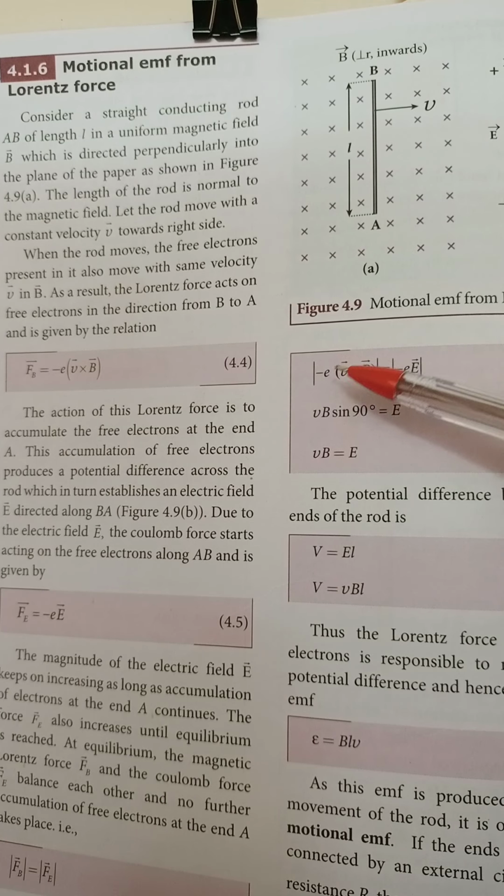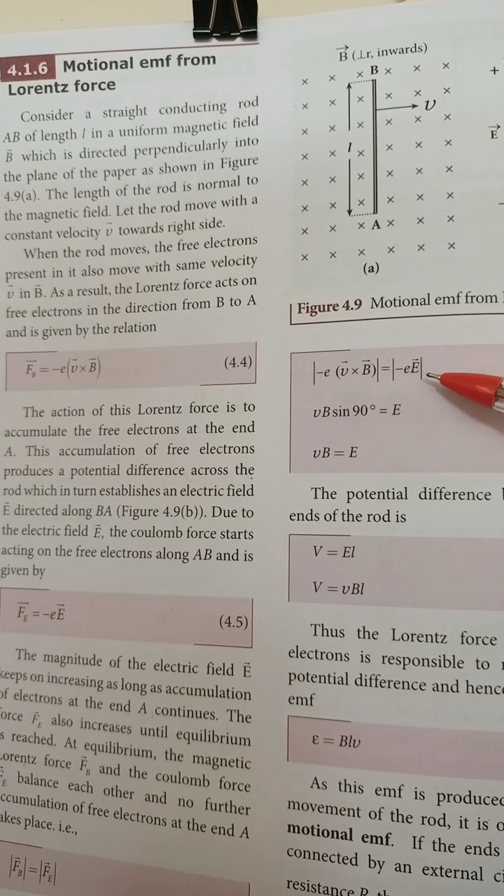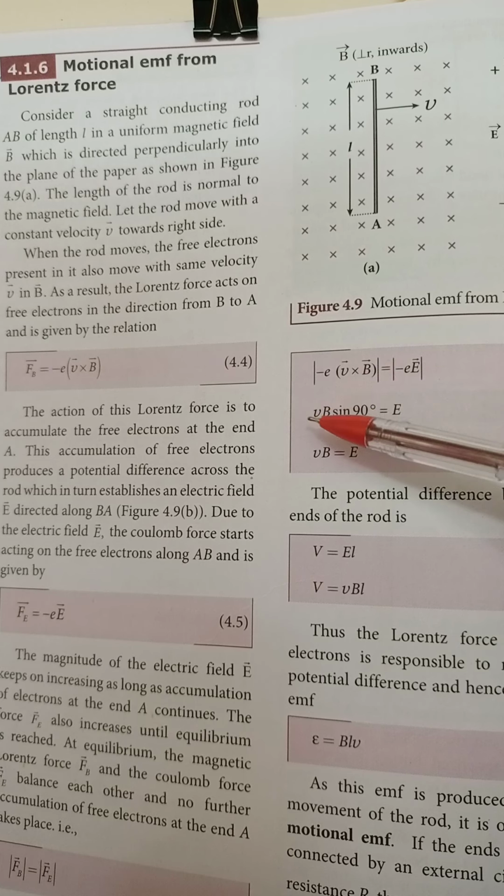So the magnitude of -e(v × B) is equal to -eE. Here -e(v × B) represents the magnetic Lorentz force, and -eE represents the electric force experienced by the electrons. Since v and B are perpendicular to each other, theta is 90 degrees. So when theta is 90, vB sin 90 is equal to E. So vB is equal to E.